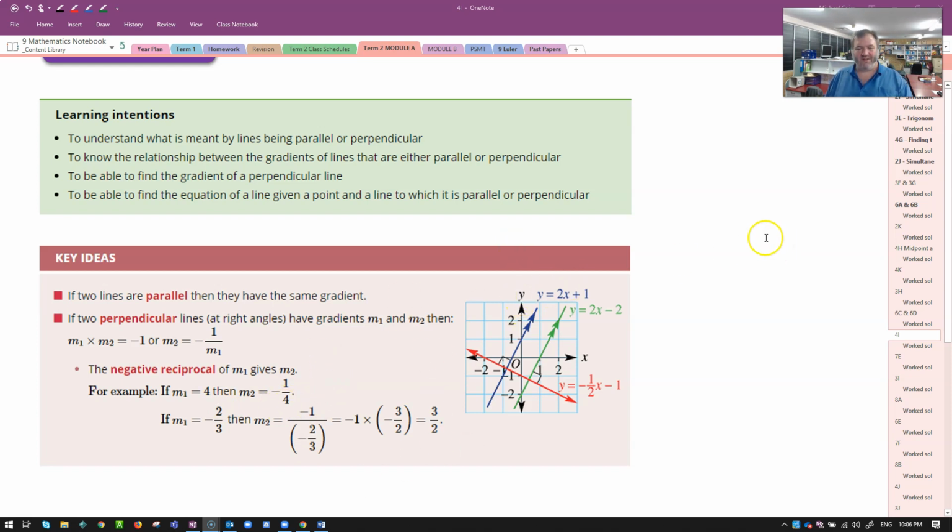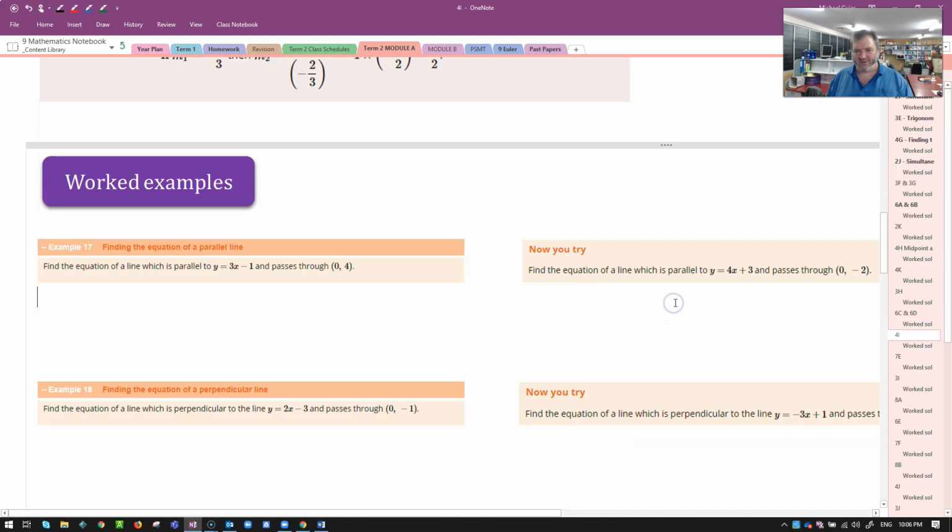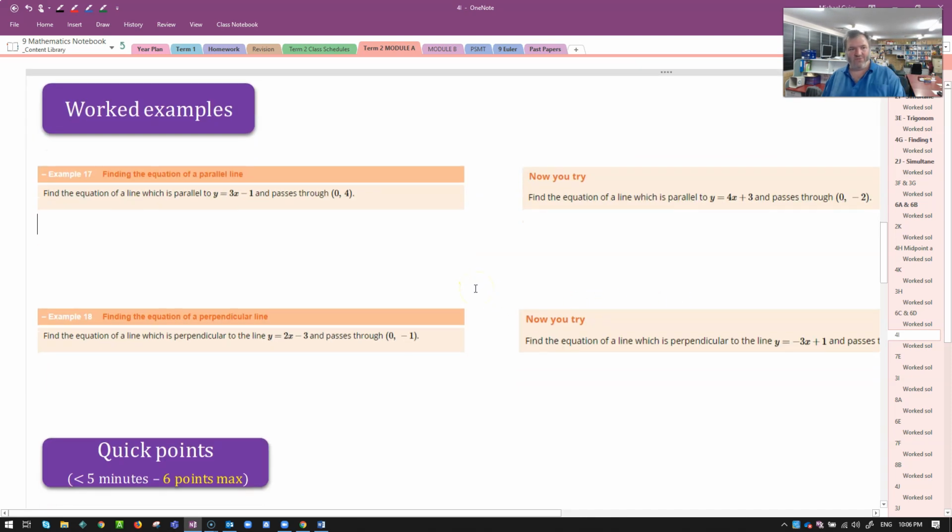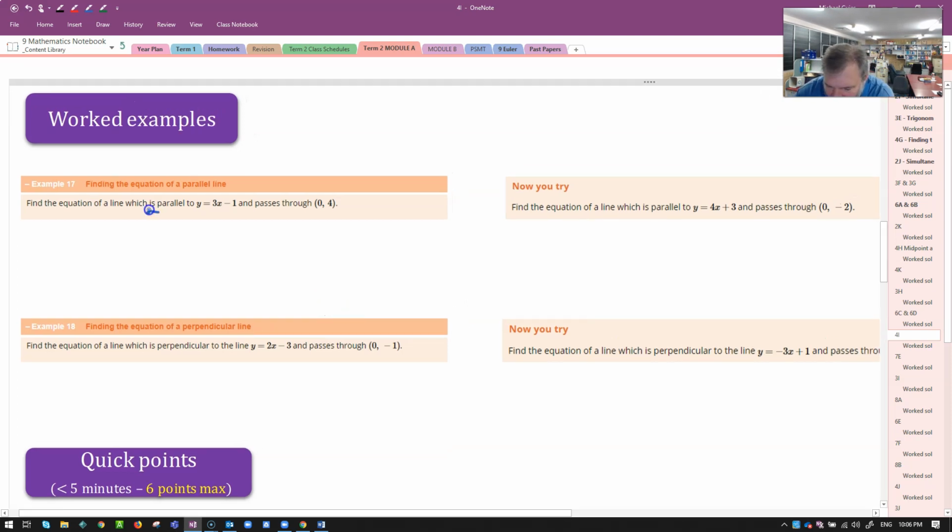We're going to do a couple of examples, give you a chance to do a couple, and then it'll be straight into work. Let's see, example 17. Find the equation of a line parallel to y equals 3x minus 1 and passing through the point (0, 4). Well, it's parallel to this line, and that line has a gradient of 3, so I know that the gradient equals 3. I need to know the y-intercept.